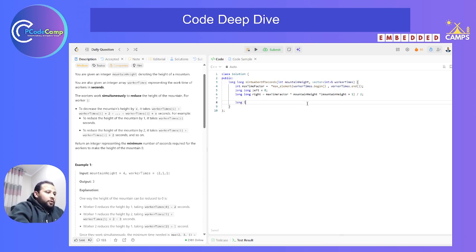So our long answer here, I will set it to right, and then we go inside our boundary, as long as left is less than or equal to right. Now we can calculate our mid, long mid. This mid will be left plus right minus left, divided by 2. Everyone knows how we can do that.